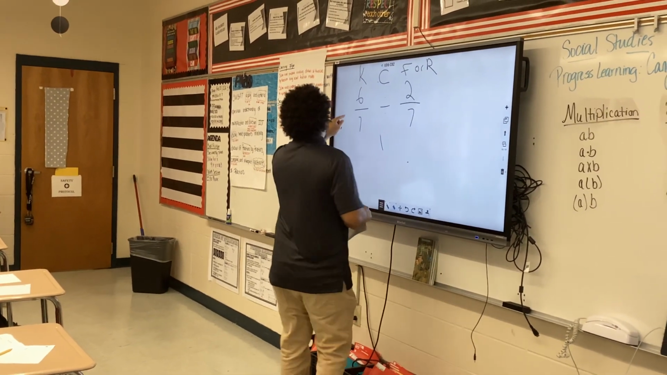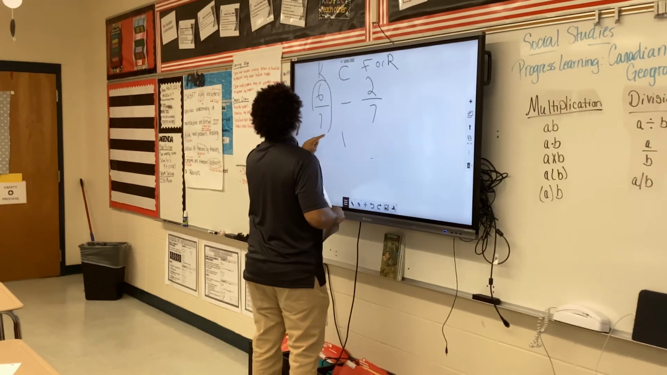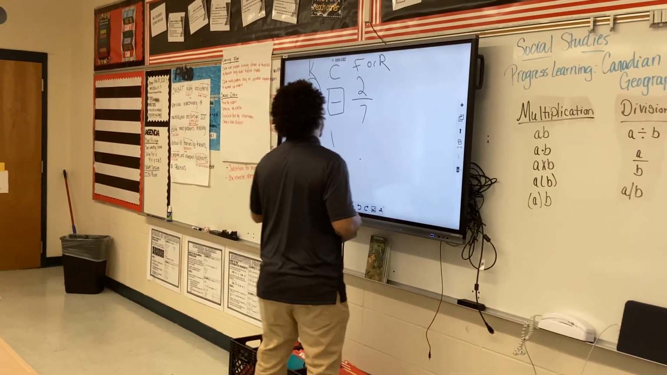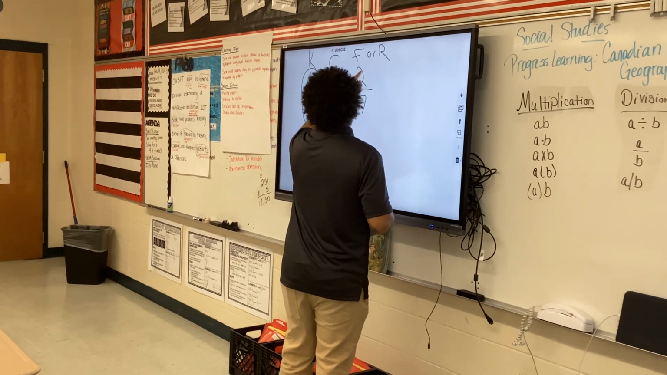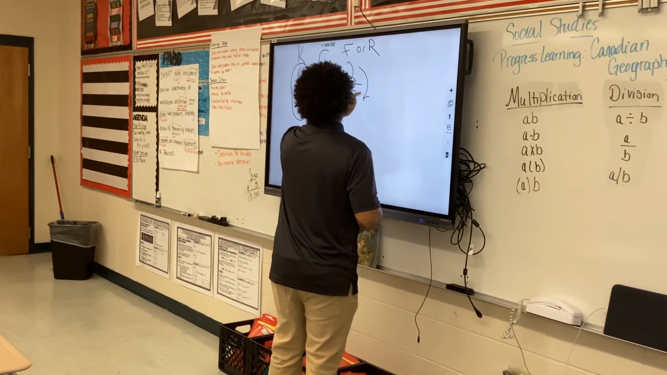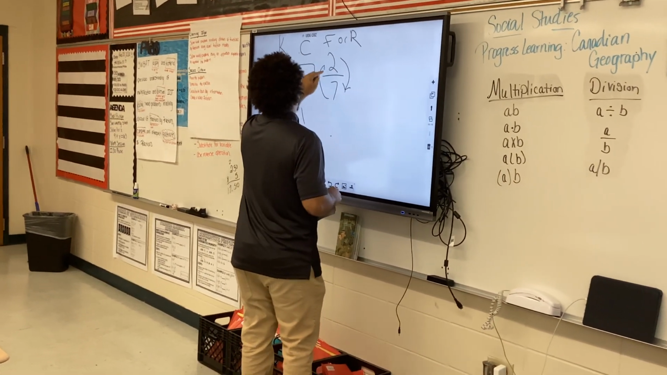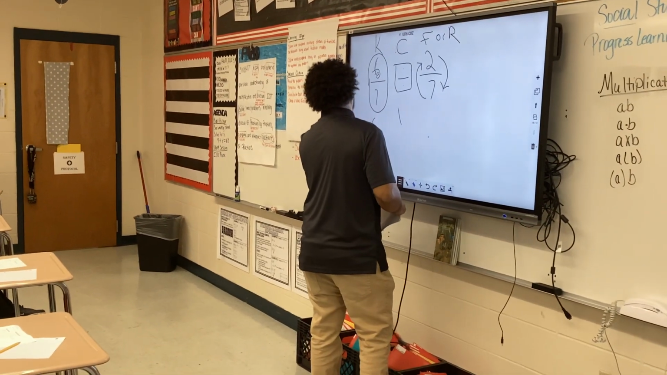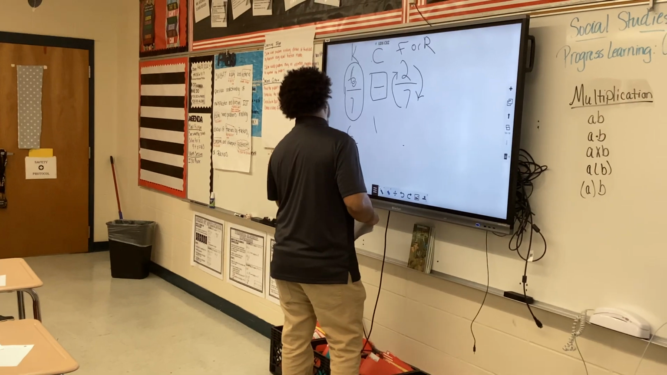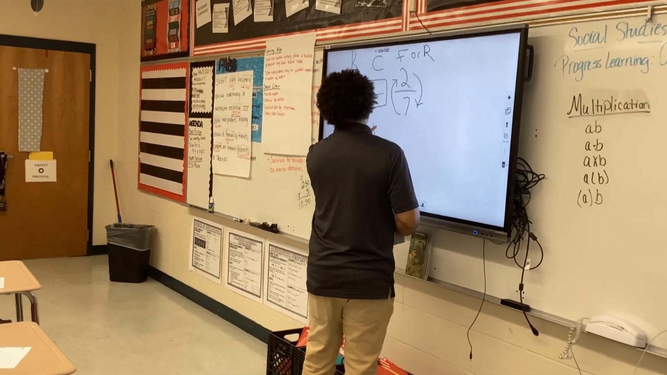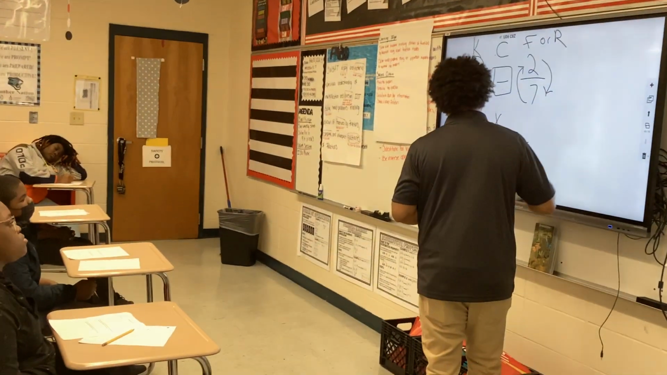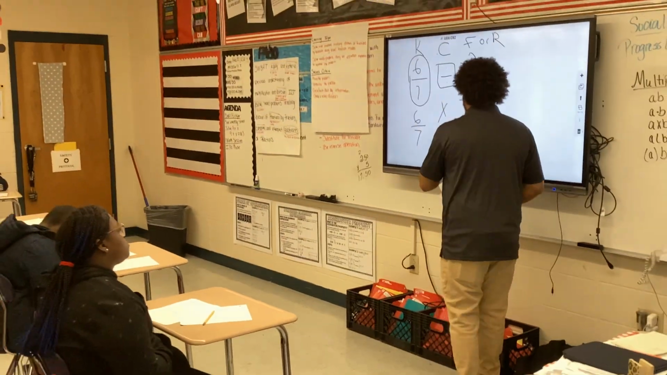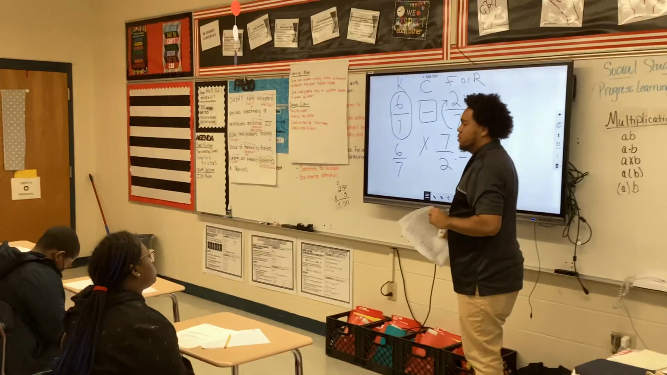So, remember I circled the one we're keeping. I boxed the one that we're changing, and then I drew arrows. Alright? So here we go. 6 over 7. Then what? Times 7 over 2.